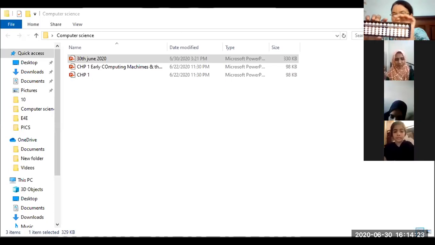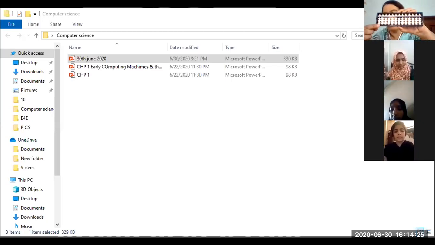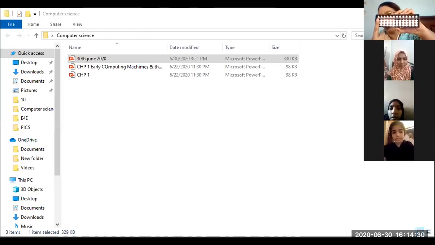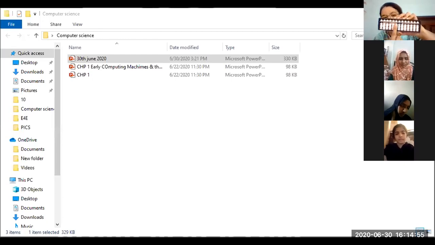See, here is a list of beads. It's a rod of beads. 1, 2, 3, 4, 5, 6, 7, 8, 9, 10, 11, 12. So the first one will be counted as ones, the next one as tens, then hundreds, then thousands, then 10,000s, then lakh, then millions, and they kept moving forward.